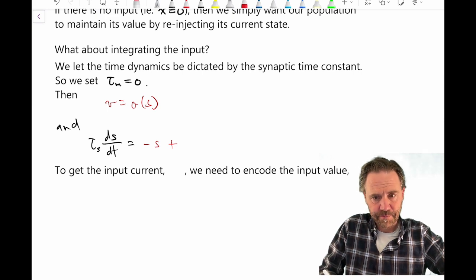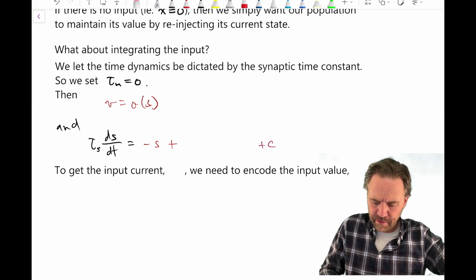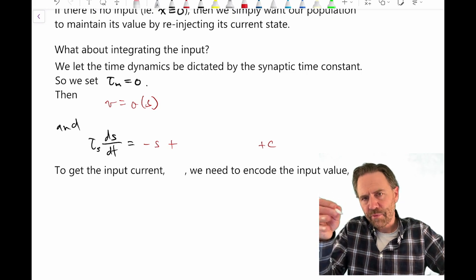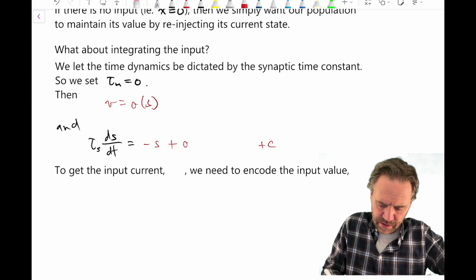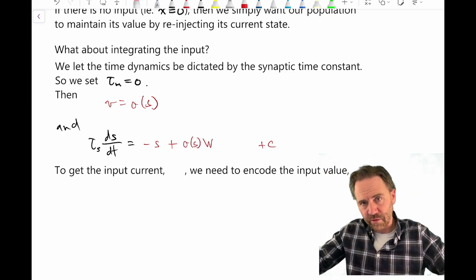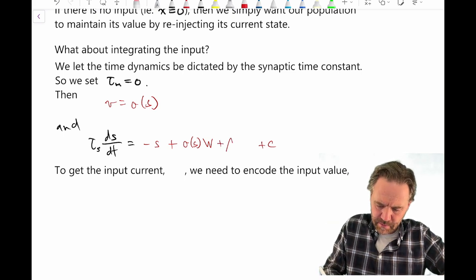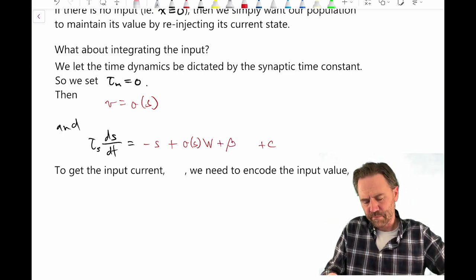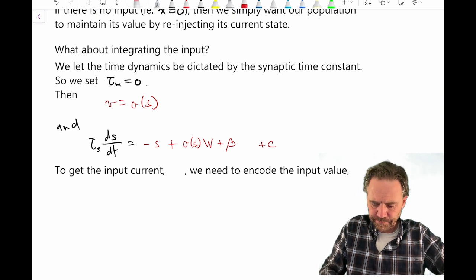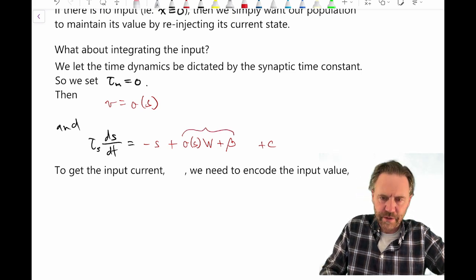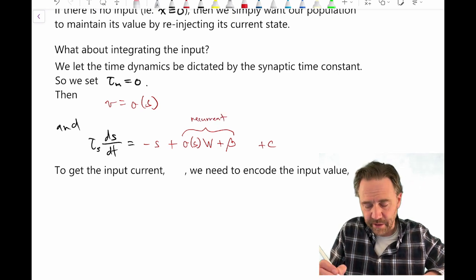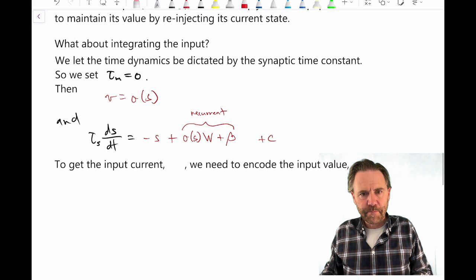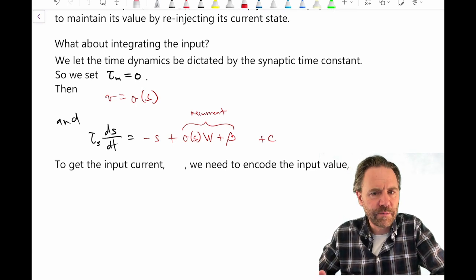there is plus C, which I'll write over here. But in addition to that, that's basically input from X. We'll deal with that in a second. But there's also this recurrent input. So sigma of S, this is V, times W, the connection weight matrix, the decoders times the encoders, plus the bias. So this is the recurrent current, I guess. So that part we've established.